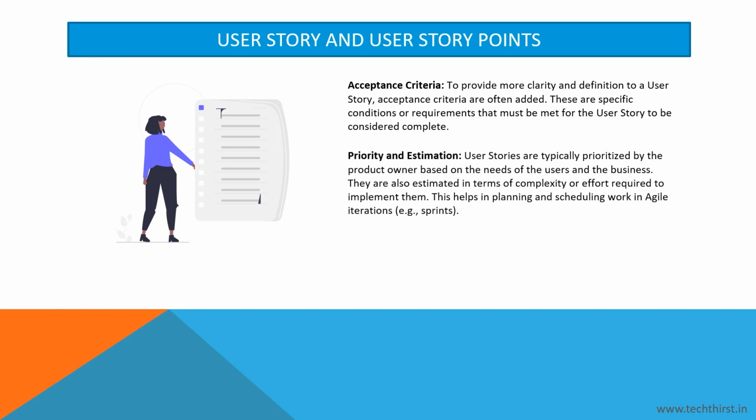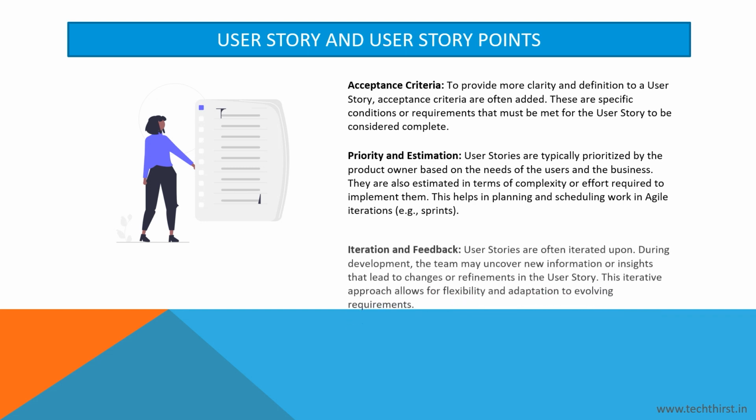Priority and estimation. User stories are typically prioritized by the product owner, based on the needs of the users and the business. They are also estimated in terms of complexity or effort required to implement them. This helps in planning and scheduling work in Agile iterations, e.g., sprints.